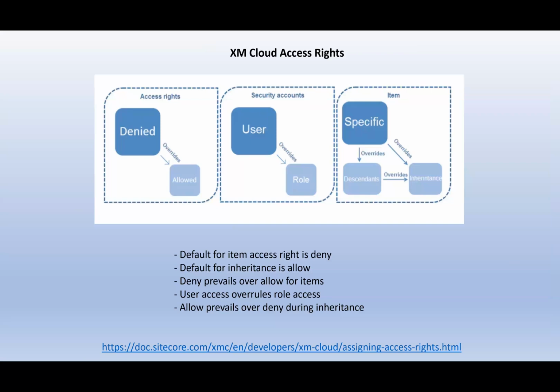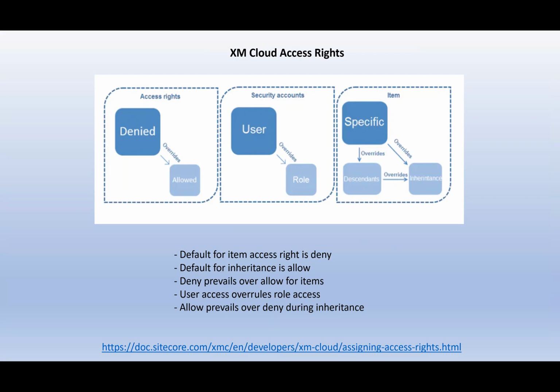Next is XM Cloud access rights. Questions in this area could be something like: a person is granted two roles. Both of them deny access. Or one denies access and the other grants access to an item. So what prevails? In case of items, the deny usually prevails. I have written down that order. The default for item access right is deny. The default for inheritance is allow. Deny prevails over allow for items. So this is only for items.